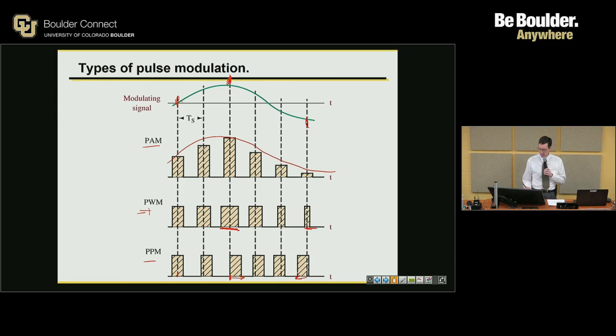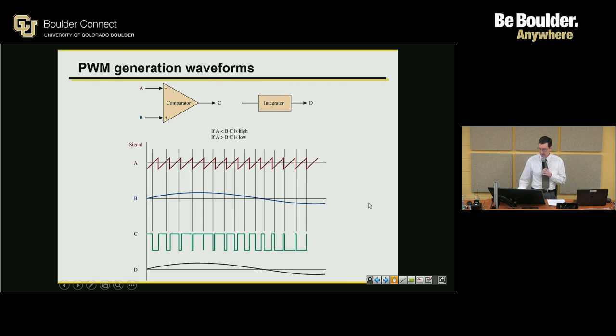One of the advantages of these two down here is a similar advantage to what FM has over AM. The amplitude doesn't affect it. So because the amplitude doesn't affect it, these two on the bottom are more immune to noise issues. This slide shows how the pulse width modulation is put together.